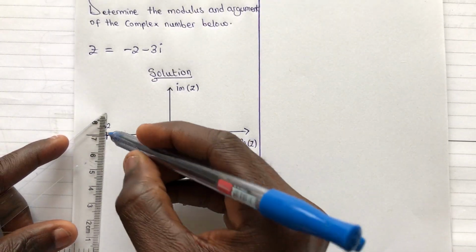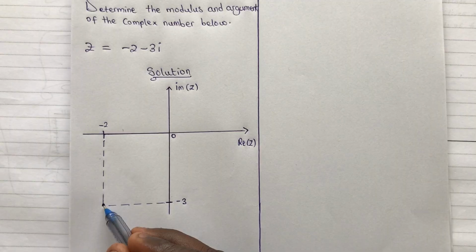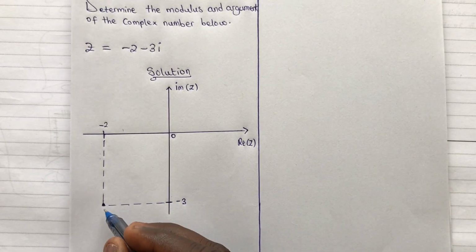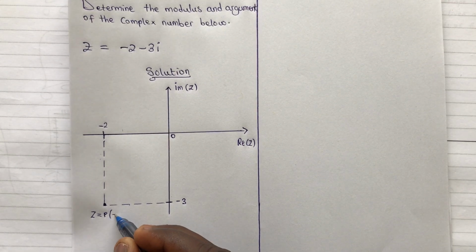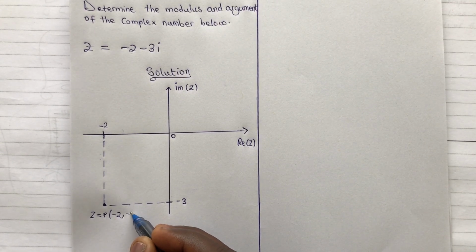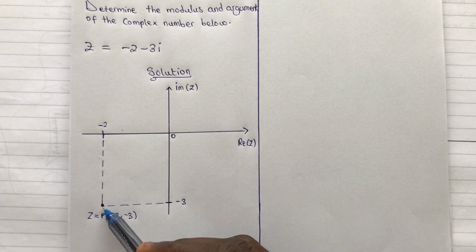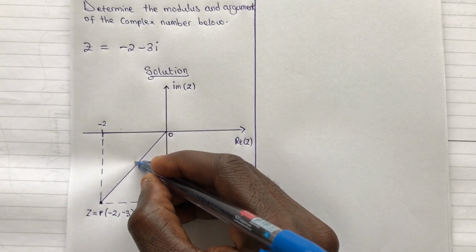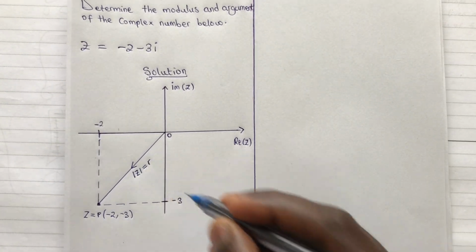Now we need to join this side and this side with a broken line. So let me do mine. And we join this one with a broken line. So the point that they meet is here. So this is where we substitute z. The point P is z P into what? -2, -3. So that is what we have. Now we join the point to the center to draw our modulus. So from here, this is the magnitude of Z, which is the same as R.